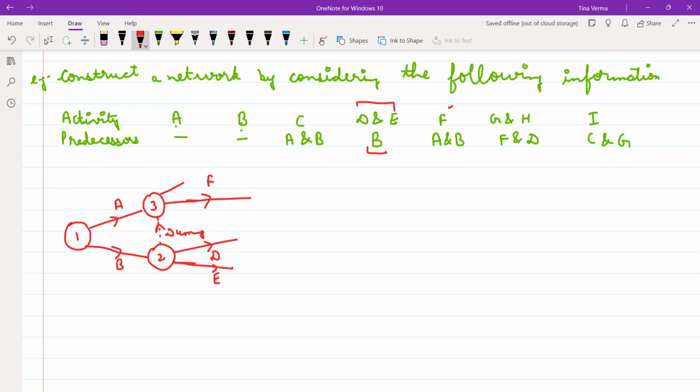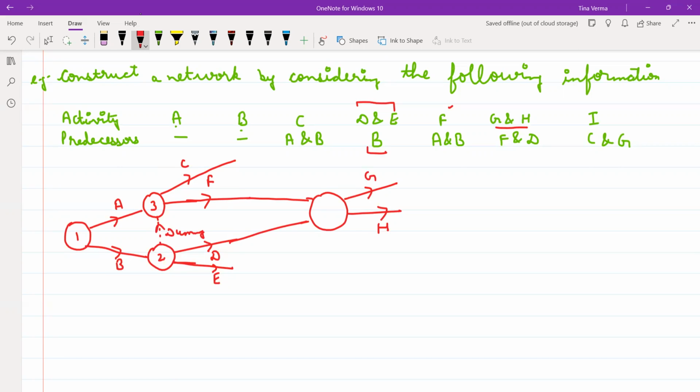C also requires A and B. And activity F requires A and B. And for activities G and H, I require F and D. What should I do now? We will join these, because I do not want single F or single D further, right? It is not that you have to make extra nodes unnecessarily, right? So from here, you can start your activity G, and from here you can start your activity H.